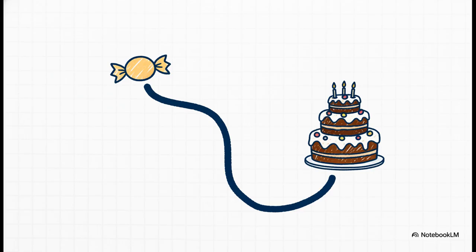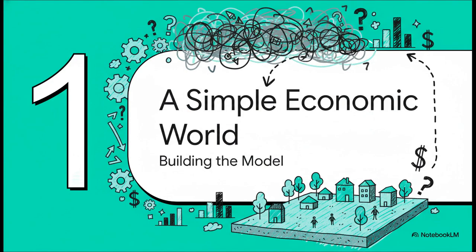So, how do we wrap our heads around it? Well, we build a simple model. To really understand how we make these choices, economists don't just jump into the messy, complicated real world. Nope. First, they build a simplified little world, kind of like an economic sandbox, where they can isolate the one big decision we're trying to figure out.